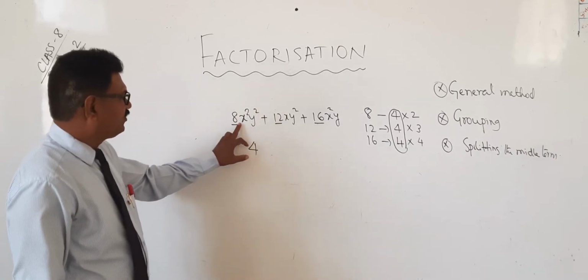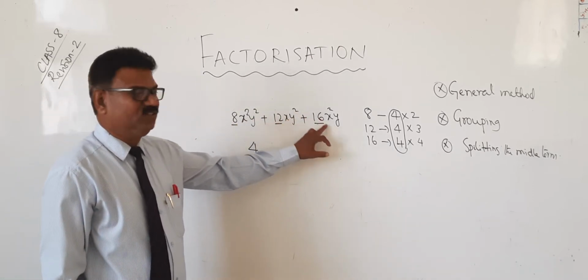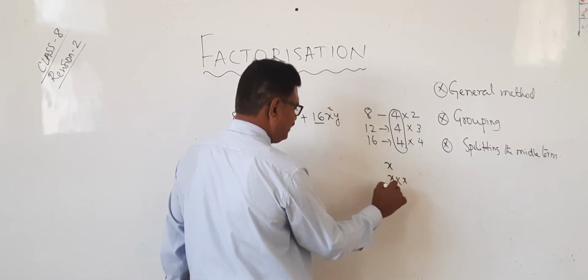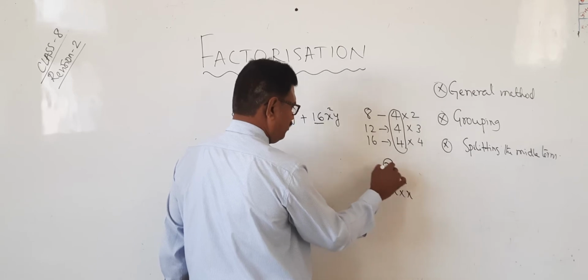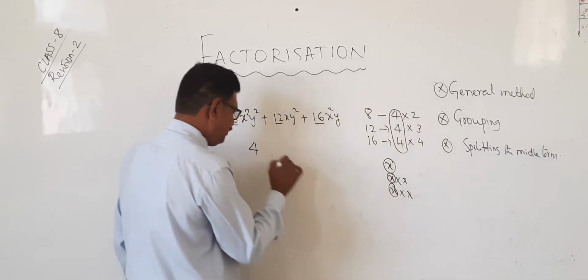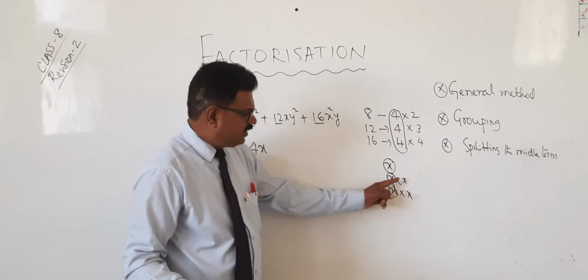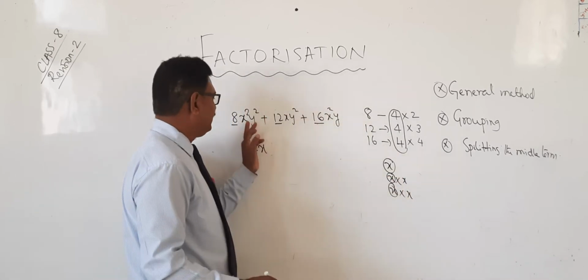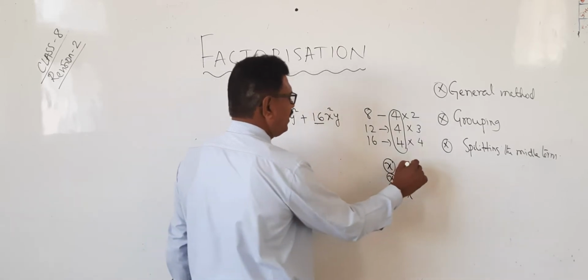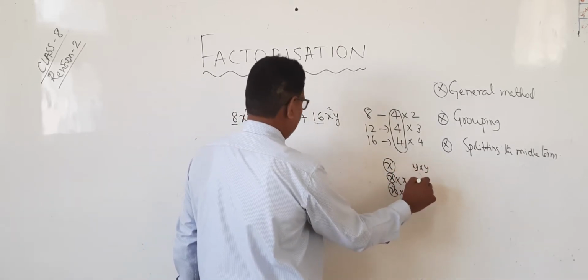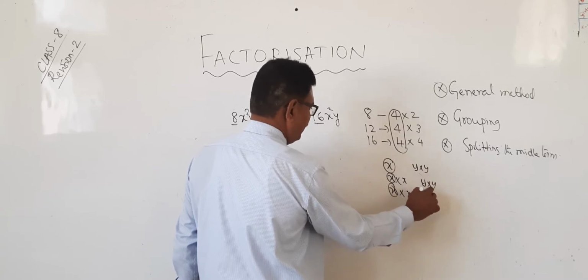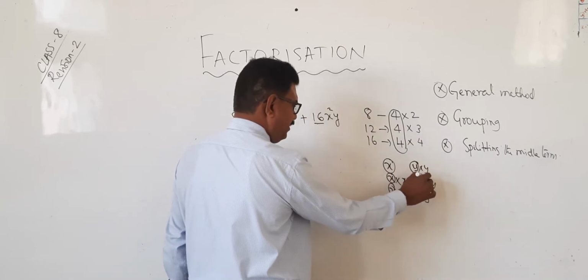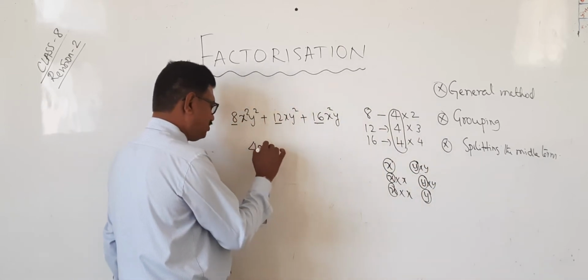Next, x square is there, x is there, x square is there. That means what? X into x into x. Here two x are there, but in the first one x is not there, therefore not common. Next, y square. Y into y. Next, y into y. But in the third one, only y is there. Therefore, what is common? Y.